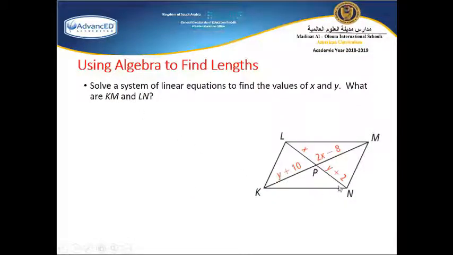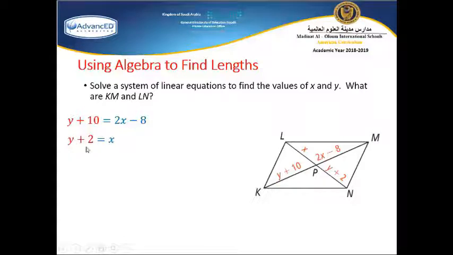How to solve a system of linear equations according to the properties and theorem that we explained. Here KLMN is a parallelogram, and we have two diagonals, and as we said, the two diagonals bisect each other. That means each diagonal is divided into two equal halves, and the other diagonal KM is also divided into two equal halves. Then the first equation is y plus 10 equals 2x plus 8, and the other equation is x equals y plus 2. Let's solve this system of equations.